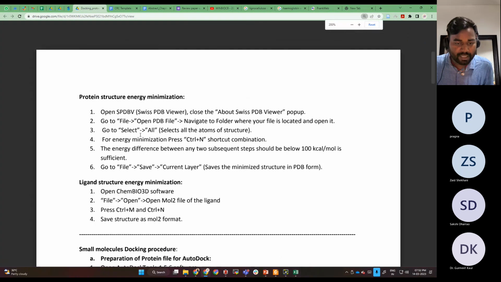How do you do that? You do it by select all and then Control N. The Control N shortcut rearranges the complete amino acid structure in your Swiss PDB viewer, and every time you press Control N, it will reduce the energy lower and lower. This goes layer by layer. Once two consecutive layers have an energy gap of less than 100 kilocalorie per mole, you have to save that current layer.